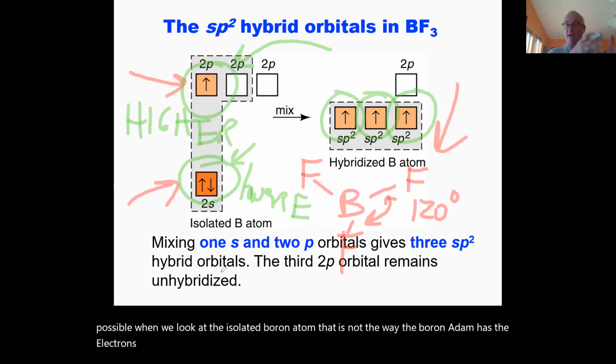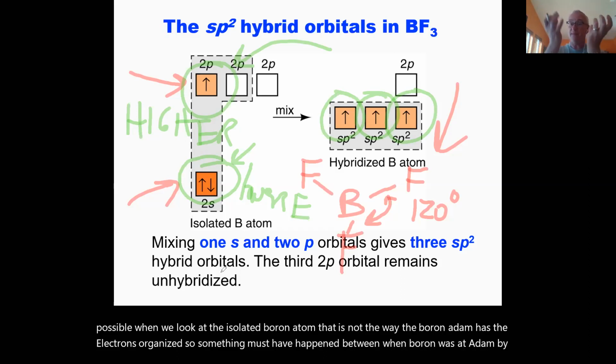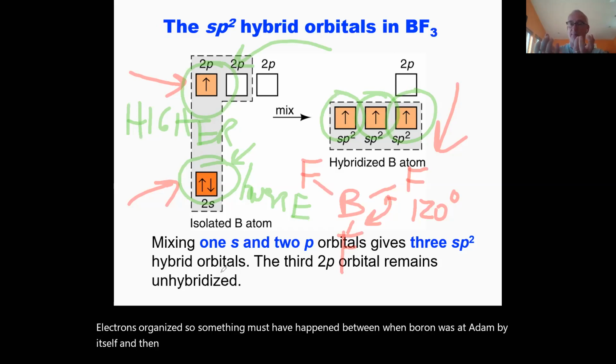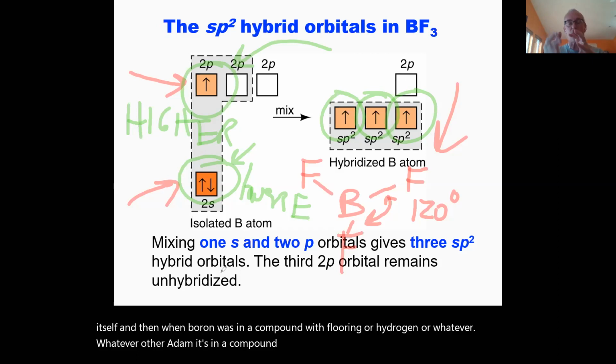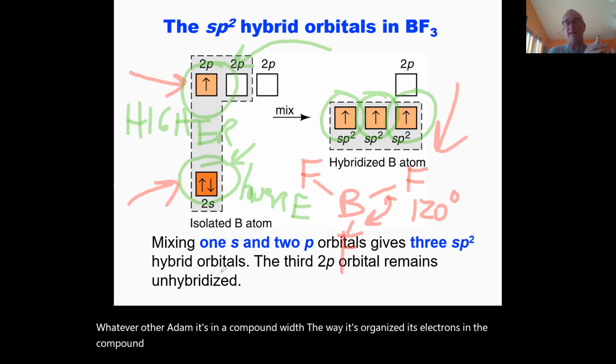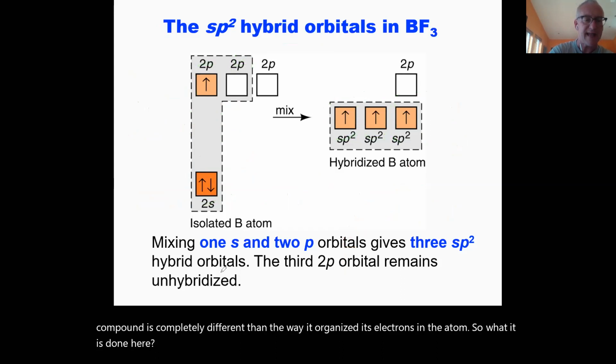So something must have happened between when boron was an atom by itself and when boron was in a compound with fluorine or hydrogen or whatever other atom it's in a compound with. The way it's organized its electrons in the compound is completely different than the way it organized its electrons in the atom.